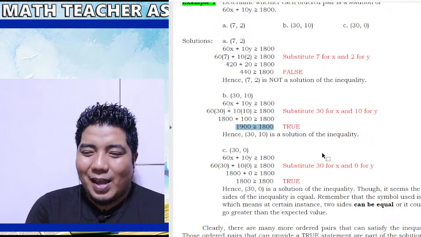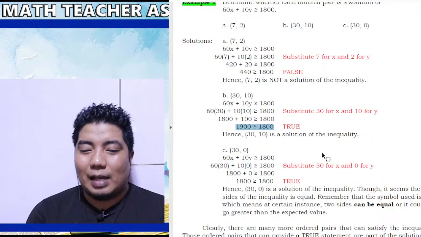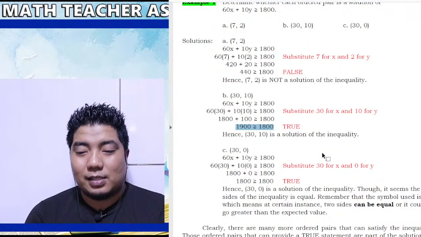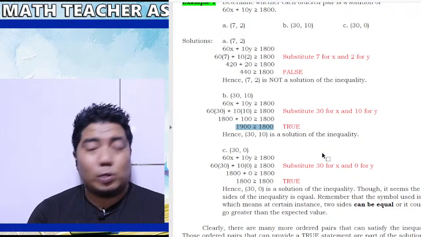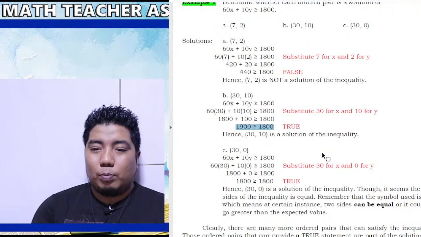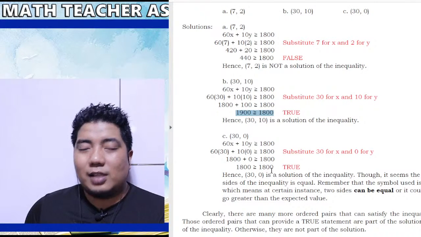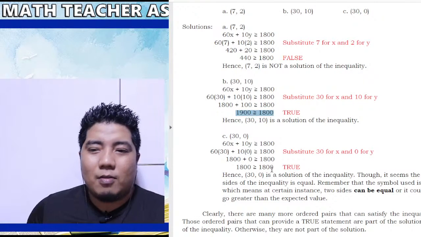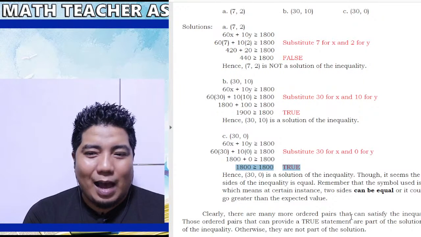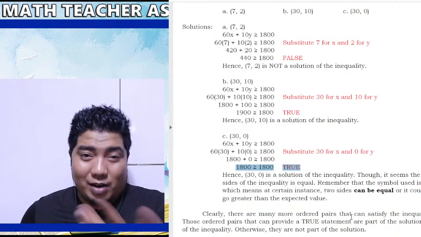Okay, how about 30 and 0? So let us try. We have 60 times 30 plus 10 times 0. So 60 times 30 is 1,800, and then 10 times 0 is 0. So 1,800 plus 0, that is 1,800. Is 1,800 greater than or equal to 1,800? Okay, it is still true because we still have the equal part. Okay, so as long as it can be equal to 1,800 or higher than 1,800, then that is a true solution for this scenario. Okay, so that is how you get the solutions in linear inequalities.